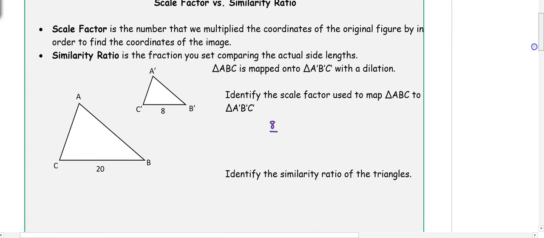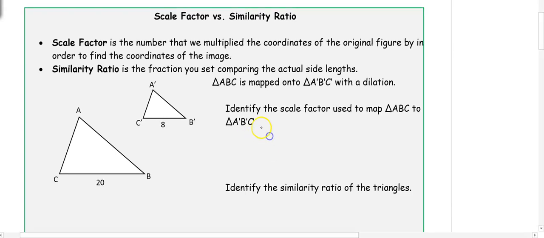So scale factor versus similarity ratio. Scale factor is something that we've talked about the past couple of days and in past units. Scale factor is a number that we multiply the coordinates of the original figure by in order to find the coordinates of the image. So in this case, remember that the letters that don't have a tick mark are going to be our old figure, and with the tick mark is going to be our new figure.